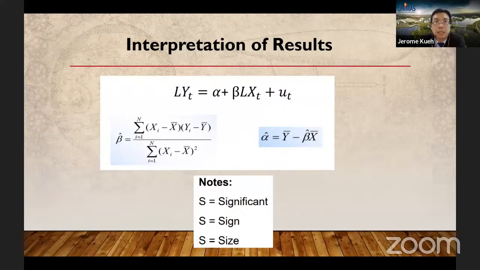And I believe that during the lecture class, the lecturers also go through how to derive these formulas. But what is important here is the interpretation. Normally what we are more concerned about is how we are going to interpret those estimators, the beta hat and the alpha hat in this case. There are three S's that we normally need to look at. The first one is the significance of the estimators, the second one is the sign, and the third one is the size.